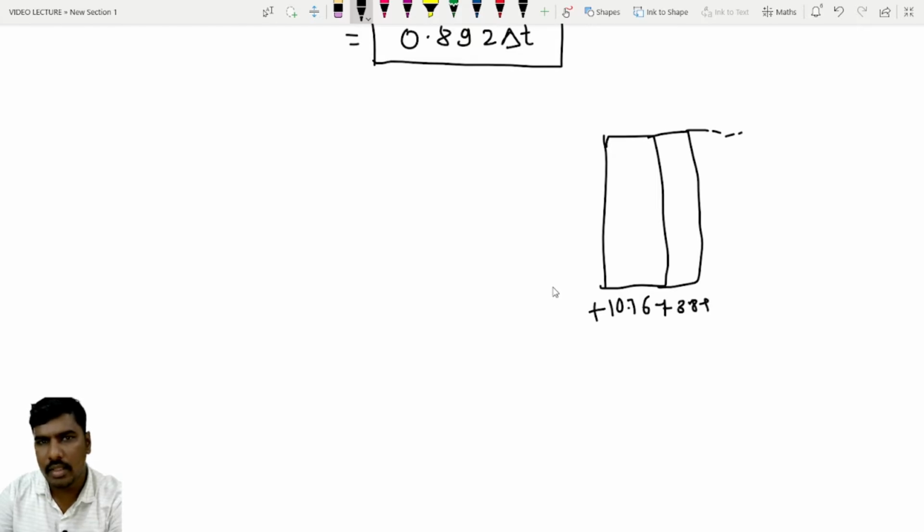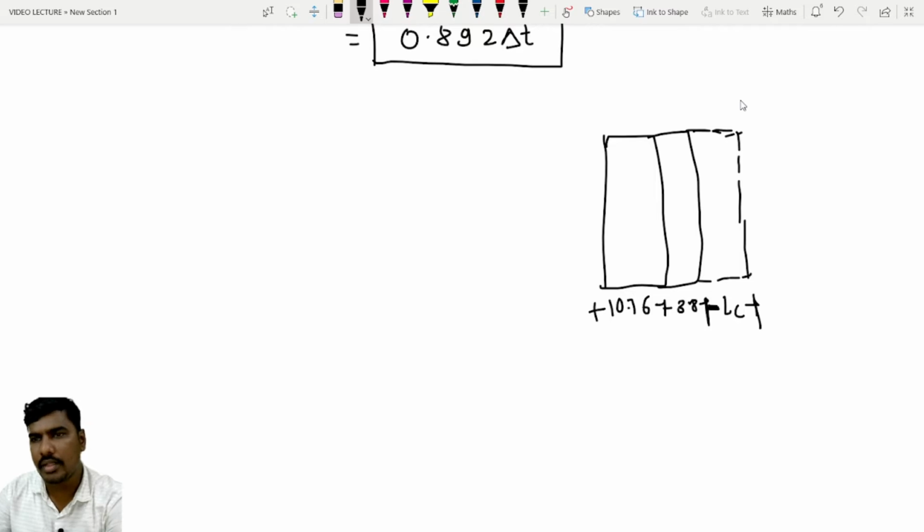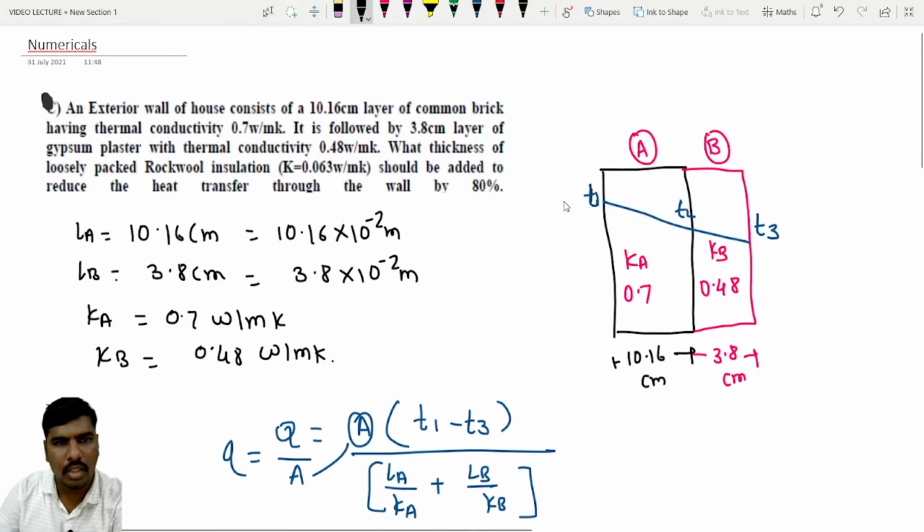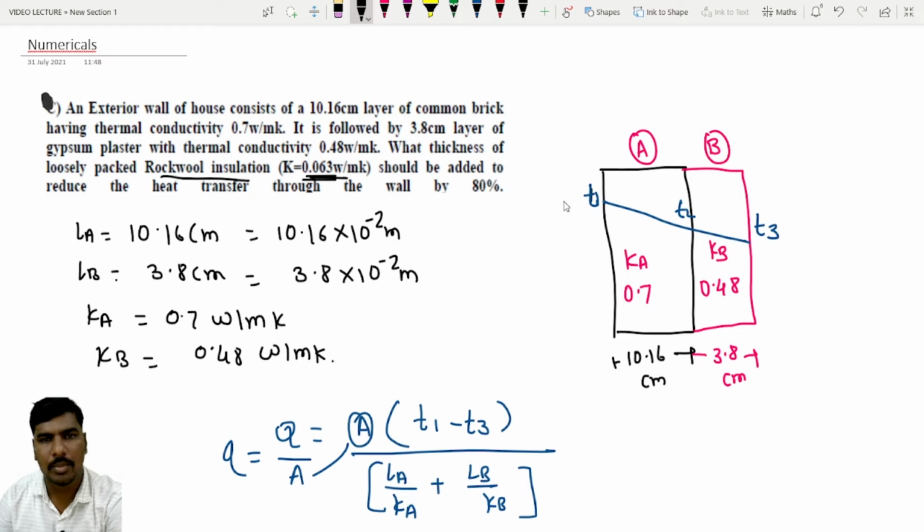Now we will add, so we'll change the color, the third layer. I will call its thickness LC. We don't know the thermal conductivity or the thickness of this third layer, which is a rock wool insulation. We have to add the insulation, but the thermal conductivity of this layer is given in the problem: 0.063 watt per meter Kelvin. We have to find out the thickness.